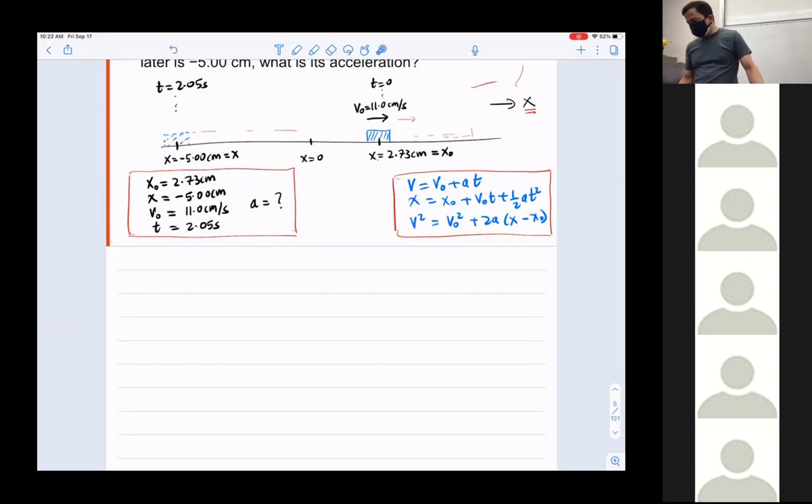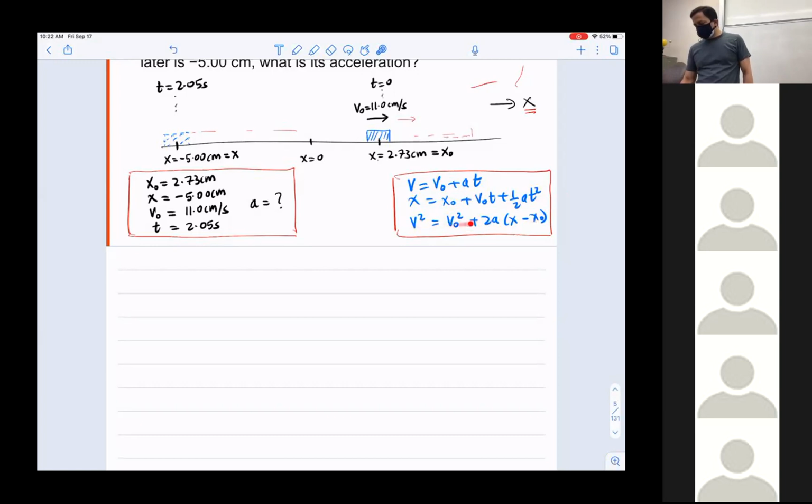Okay, so then let's go back to the second equation. What about this one? Can we use this information? Anyone, can we use the second equation here to solve for a? Yes, it looks like we have everything that we need. We know the time, 2.05 seconds. We know v naught is 11 centimeters per second. Again, the time here is known. x naught is 2.73 centimeters, and x is minus 5 centimeters, and so on. So in some sense, we're done. We could use the second equation.